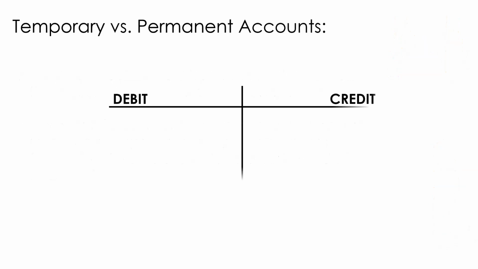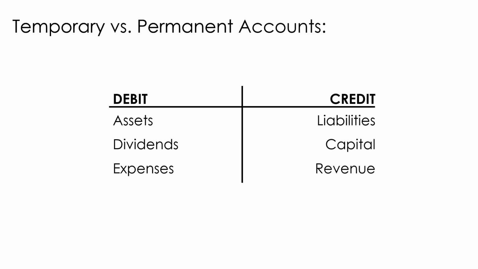In accounting, different accounts respond differently to debits and credits. Assets as well as dividends and expenses increase with debits, while liabilities, capital, and revenue increase with credits. Understanding this distinction is crucial for categorizing accounts as either temporary or permanent.